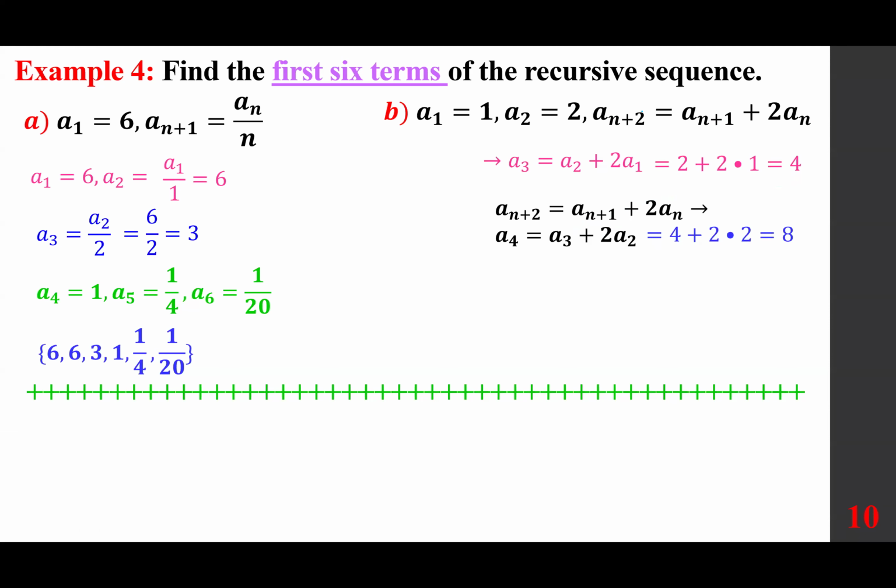What about the next one? The next one is 5, a sub 5. If this is 5, this is 4, this is 3. Please understand that. So that means a sub 4 is 8, plus 2 times a sub 3 is 4, 8 and 8, they add up to 16. And try the next one, which is 32, on your own.